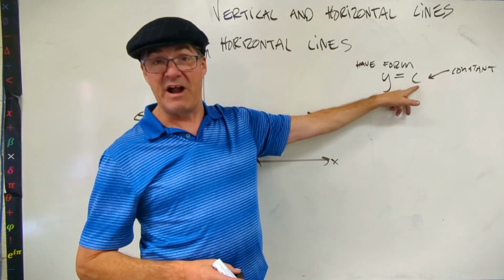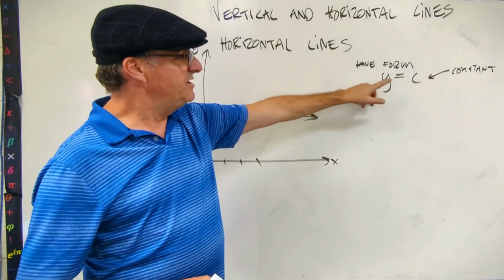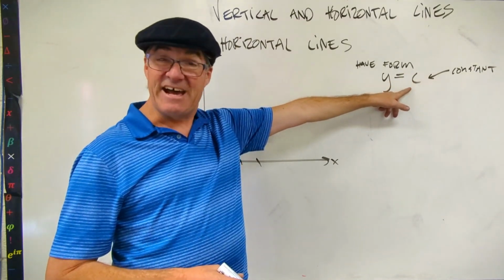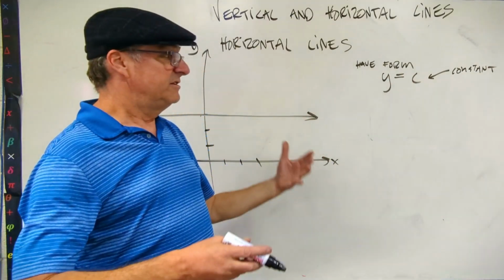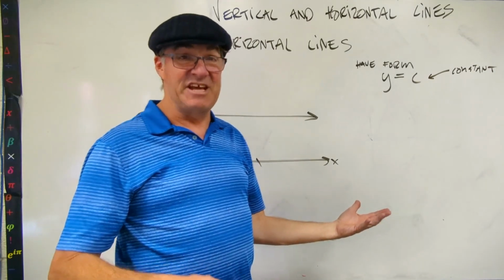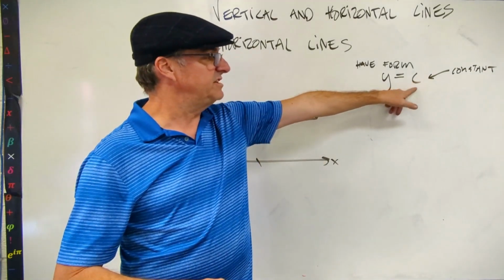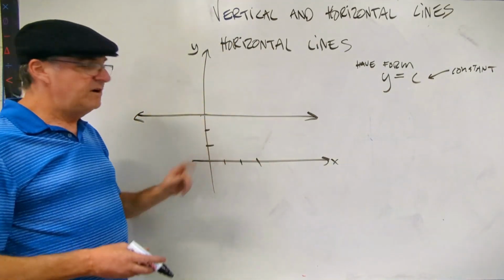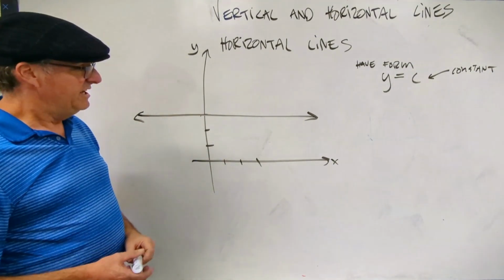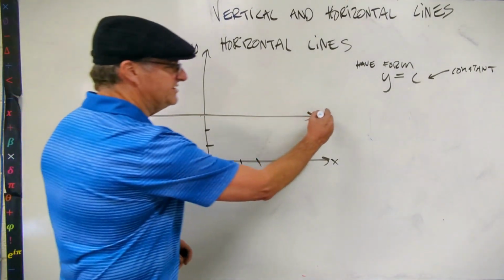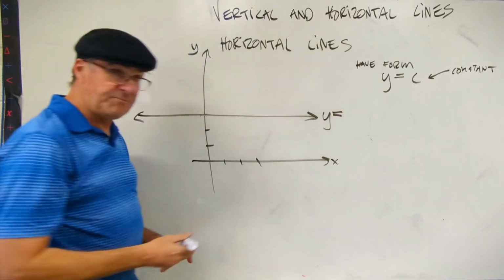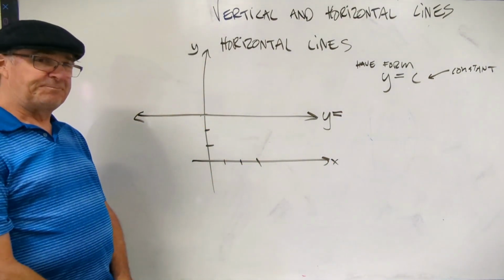It's going to be a number out there. Now you notice how the equation doesn't have an x, and that's because the horizontal line doesn't depend on x. It just depends on what that constant is. So take a look at this graph, pause the video and do some thinking. Can you tell me what this line is going to be? It's y equals something, but what is it going to be?